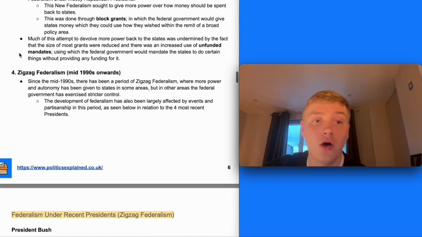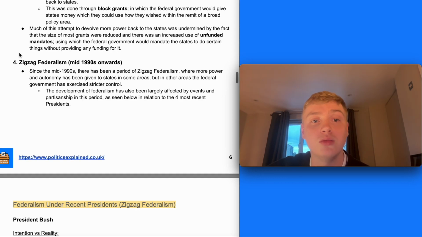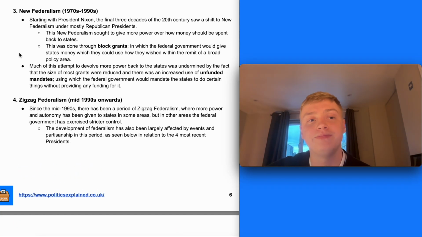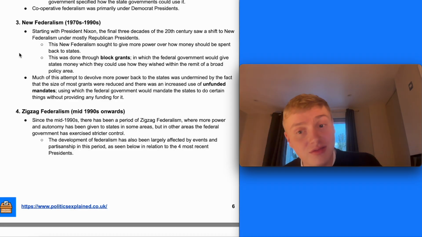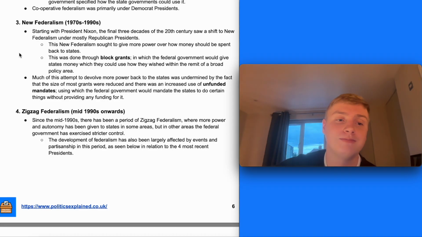Much of this attempt to devolve more power back to the states was undermined by the fact that the size of most grants was reduced, and there was an increased use of unfunded mandates, through which the federal government would mandate the states to do certain things without providing any funding for it. So to an extent, state autonomy wasn't completely promoted, but I think the idea was a decreased size of the state generally, and a bit more autonomy for the states with block grants.